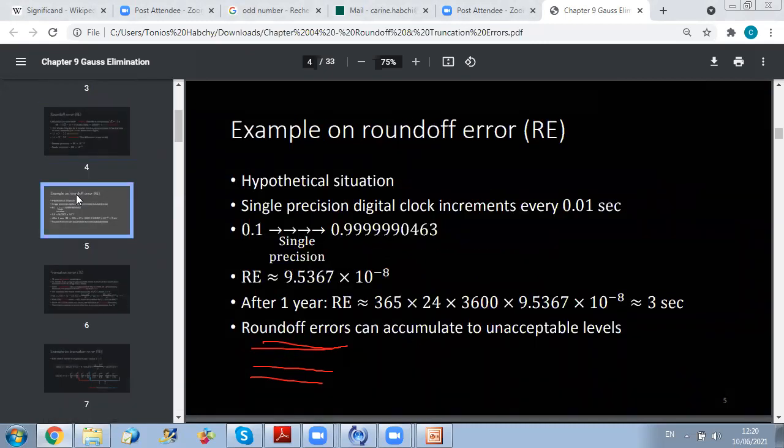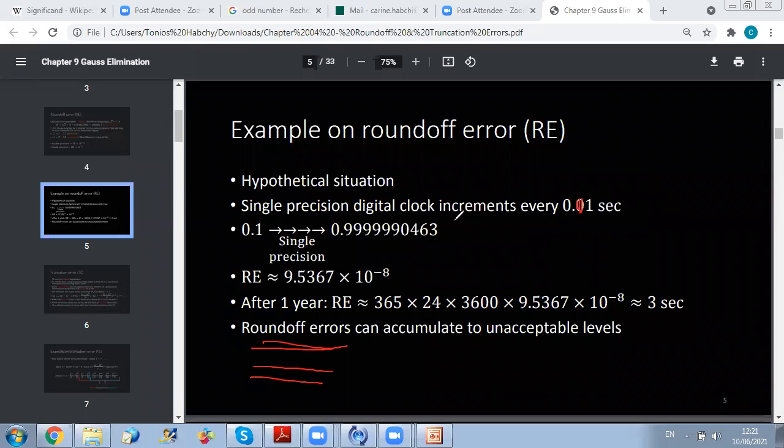This is an example involving what we were talking about. Let us say we have a digital clock that increments every 0.1 seconds. This clock is based on a single precision digital clock. Of course, the higher the precision of the clock, the better its accuracy.